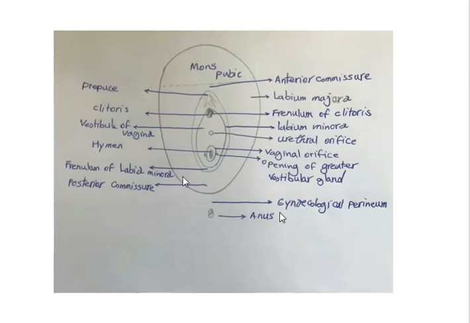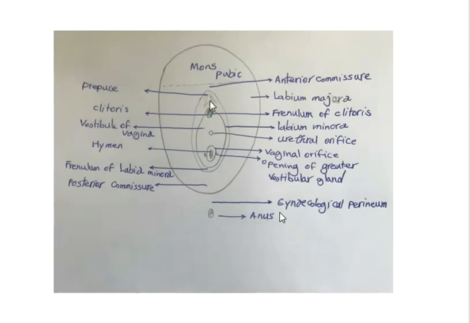This time we reach the female reproductive system. The same as the male, it can be divided into external and internal genitalia. Female external genitalia includes the mons pubis. Here, this part shows the mons pubis.